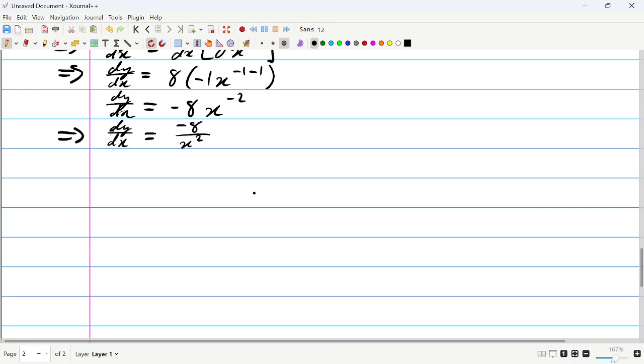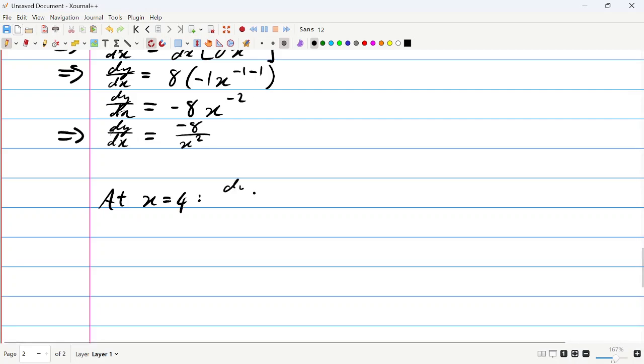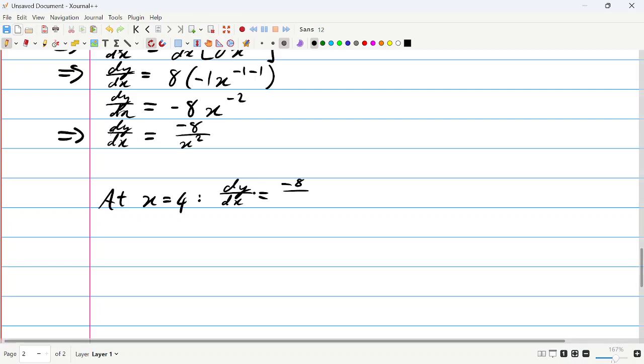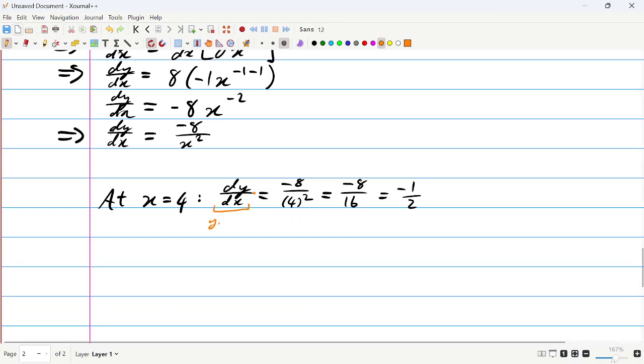We can literally just say at x equals 4, then we say dy by dx equals negative 8 over 4 squared. And we know that it's just going to be negative 8 over 4 squared, which is 16, so therefore it's going to be negative a half. Okay, so what does that imply to us? This is just the gradient at x equals 4.